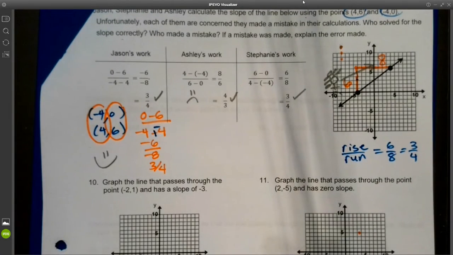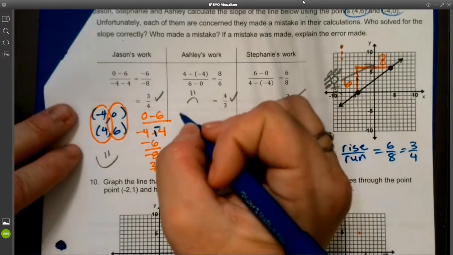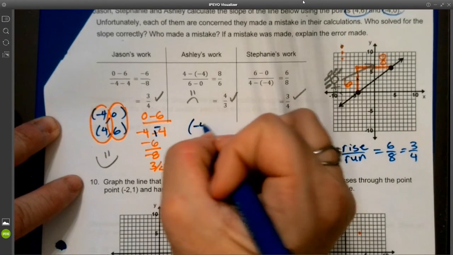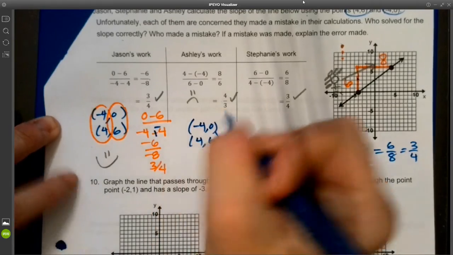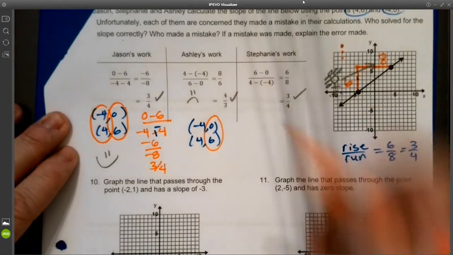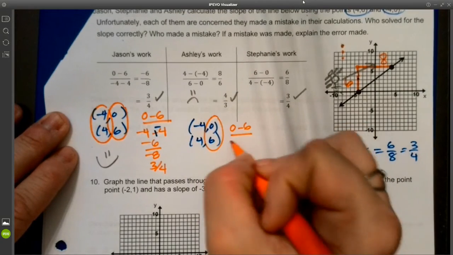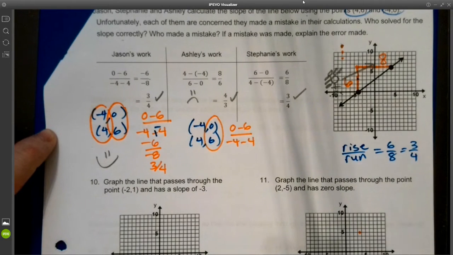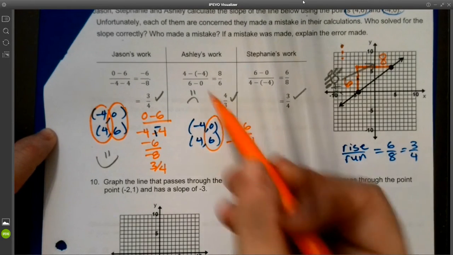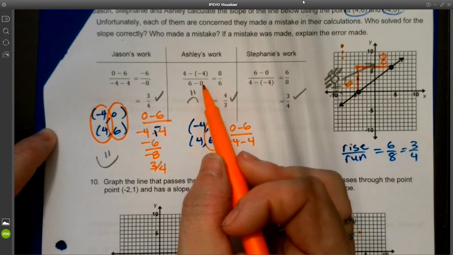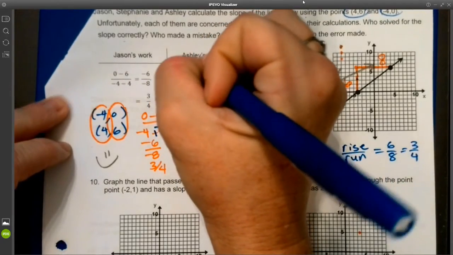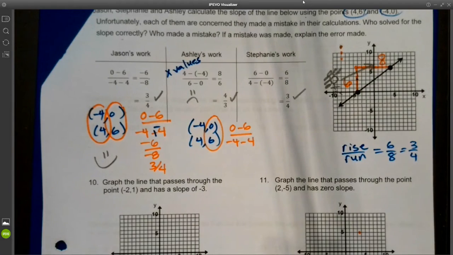Okay. I'm looking at Ashley's work, and the thing is, can we figure out the mistake she made? Do you see it? Well, let me write down the points again. Let's write down (-4, 0), and let's write down (4, 6). And again, we're supposed to subtract and put the y values on the top. So 0 minus 6 on the top, -4 minus 4 on the bottom. Whoa. What did Ashley do? Because I don't see 6 minus 0 or 0 minus 6 on the top. I see something on the bottom with that. That's not bueno. So it definitely looks like she put the x values on the top, which honestly is really easy to do. It's easy to make that mistake, so don't do it.